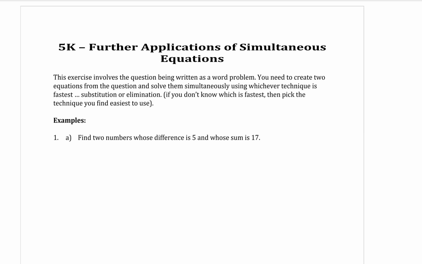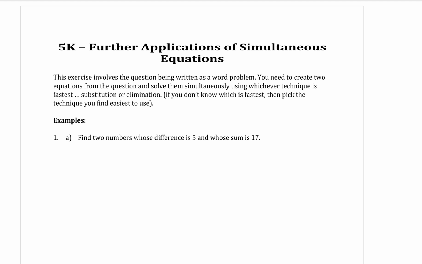Today we just want to do word problems that involve simultaneous equations. So the trickiest part is often making the equations from the problems that you've been given and then using whichever strategy you like, elimination or substitution, to solve. Okay, so question 1. Find two numbers whose difference is 5 and whose sum is 17.